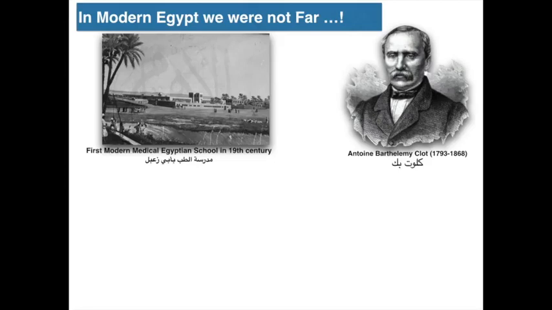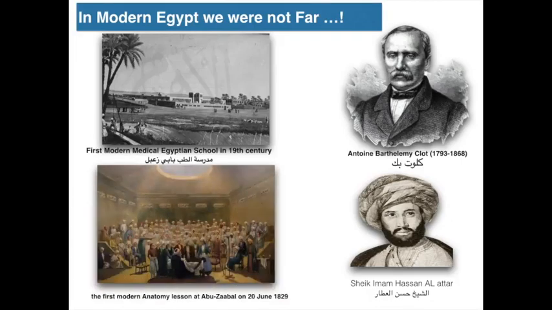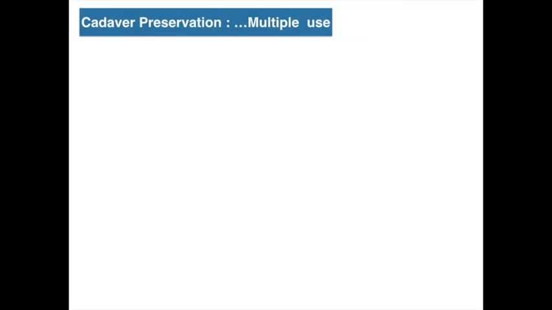But at that time, the imam of the mosque, Al-Azhar, his name was Muhammad Hassan, came and said, okay, it's important for Egyptians to learn anatomy. And he legalized at that time the dissection of human beings, and they started the first lesson exactly like Rembrandt, and they painted the first lesson of anatomy in Egypt in 1829.